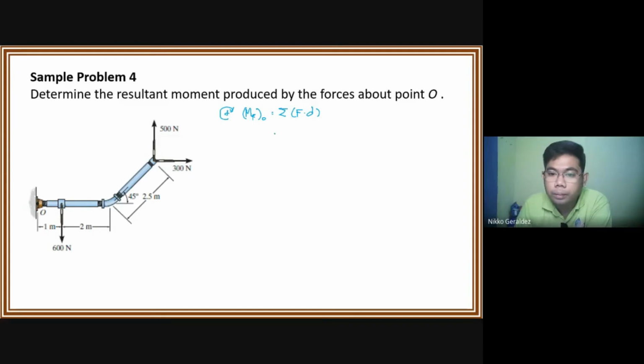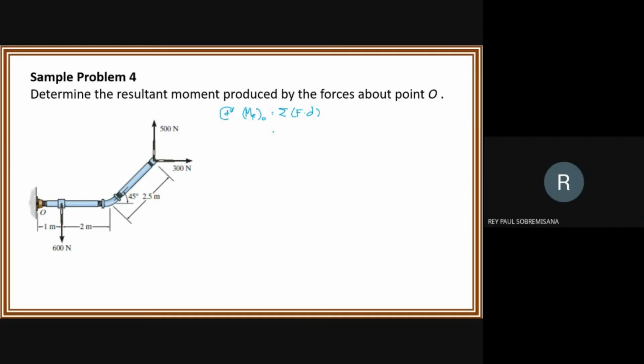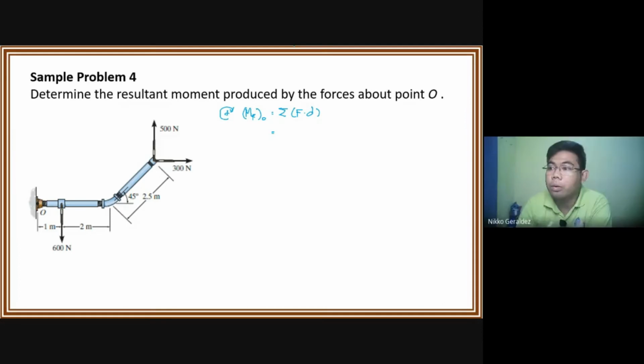Clockwise, sir. So clockwise moment. So positive ang sign ng moment ng 600 Newton. So that is 600 Newton times the perpendicular distance, so that is 1 meter. Okay po. Next.